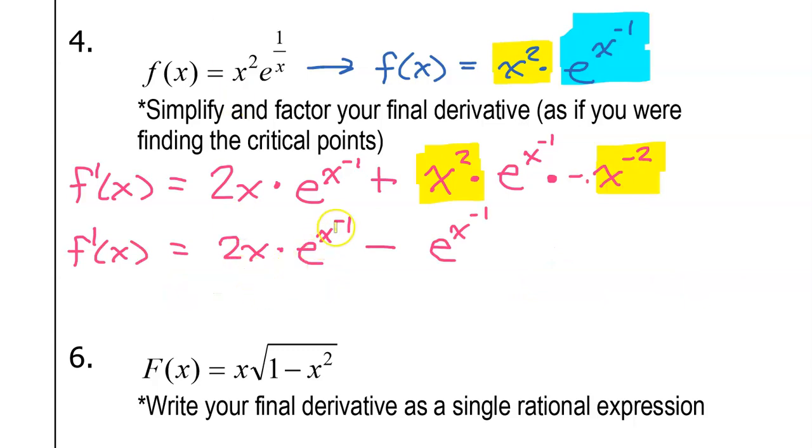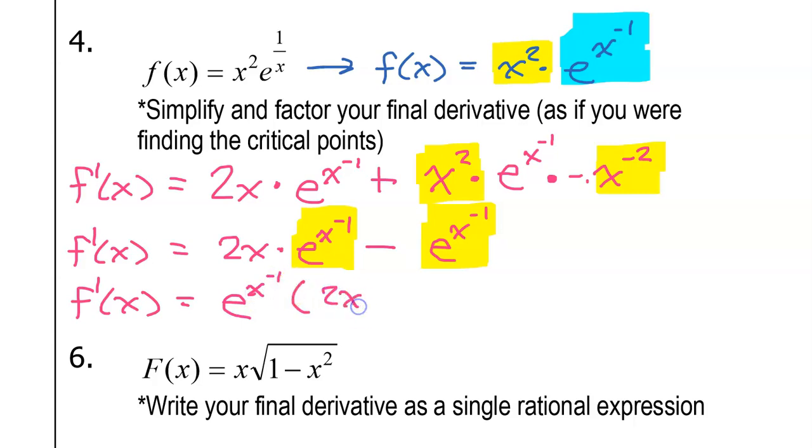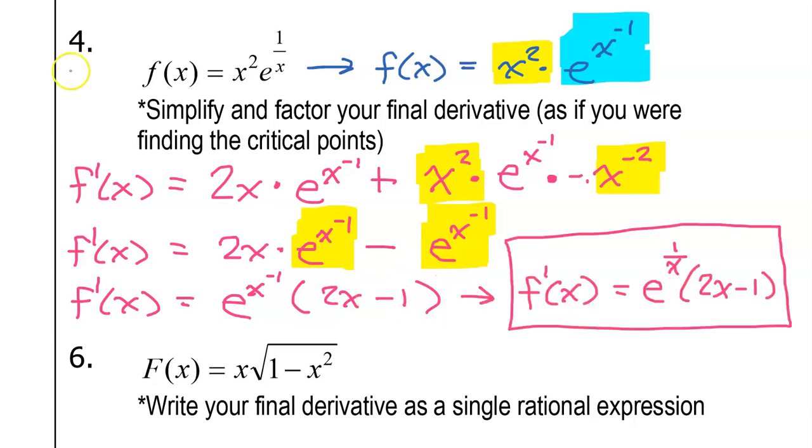So now we have this, but I see that we have a common factor of e to the x to the negative 1 power here and here. So let's go ahead and factor that out and put it in the front. So we have f prime is equal to e to the x to the negative 1 power times 2x minus 1. For my final answer, I will put x to the negative 1 power back to 1 over x. But this will be the final answer.